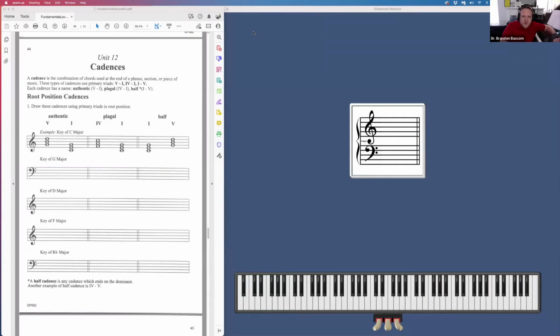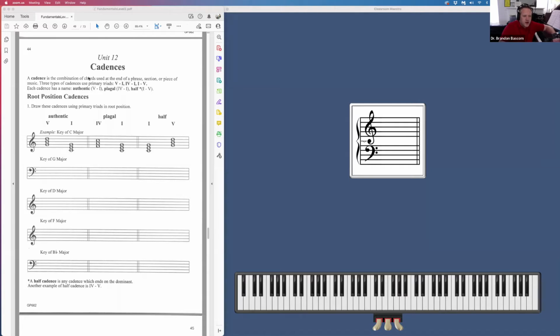Welcome to the Fundamentals of Piano Theory, Level 2. In this video, I'm going to go over Units 12, 13, 14, and 15. Units 12, 13, and 14 are just short 2-page units, and Chapter 15 is your review terms unit with the crossword puzzle. Okay, hopping in on page 44.